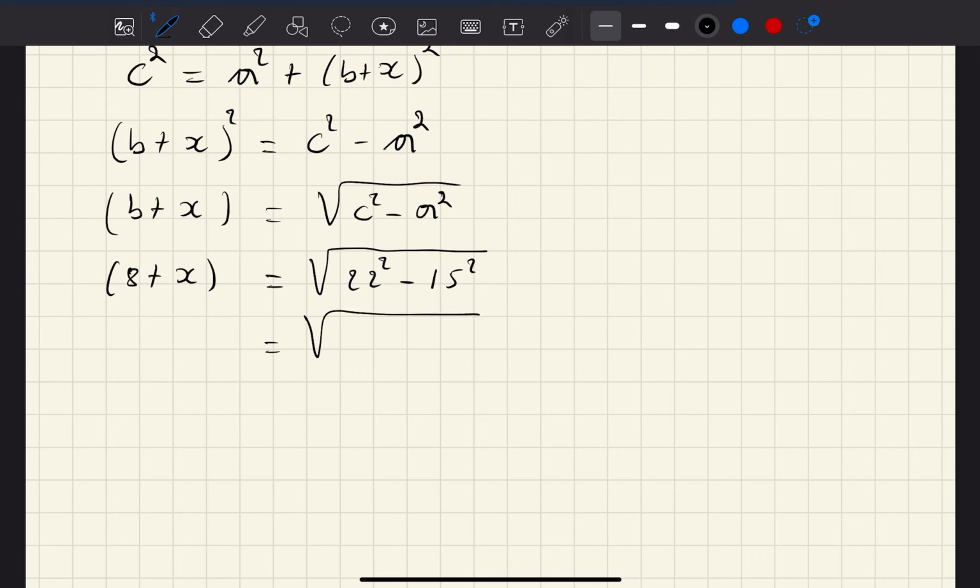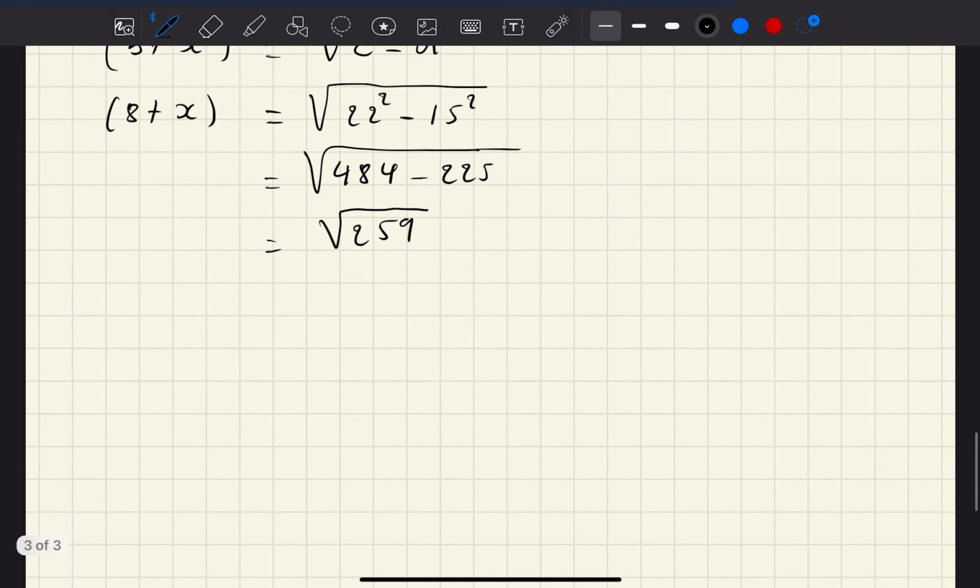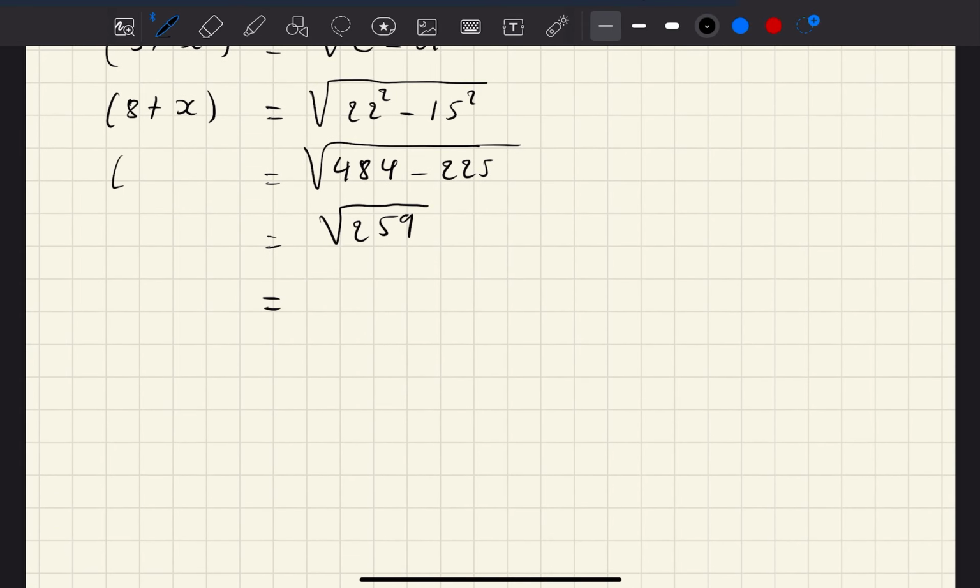15 squared is 225. 22 squared, I will use my calculator. My brain is not working, it's not as sharp as it should be at this time of the day. So 484, and then subtract 225, we get 259. Right? So far so good. But what is the square root of 259? Give me a moment, I'll copy this down.